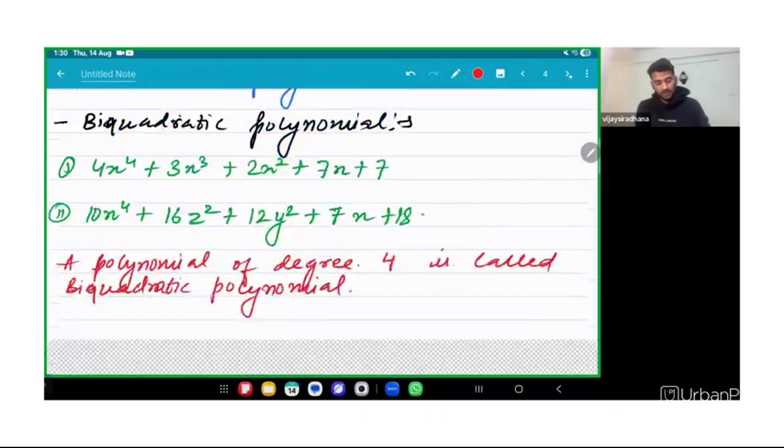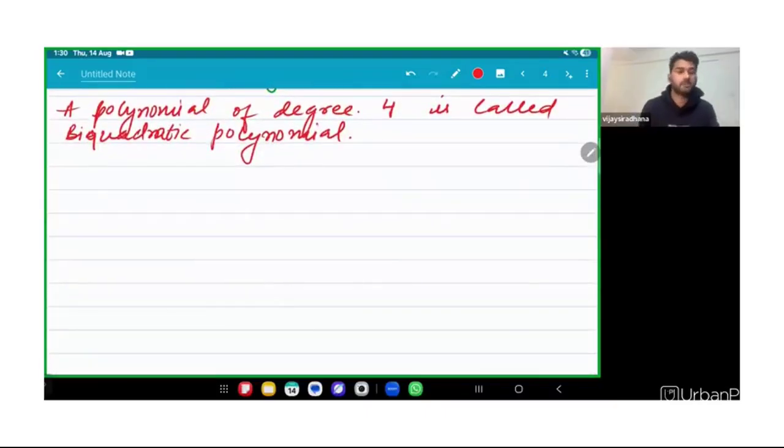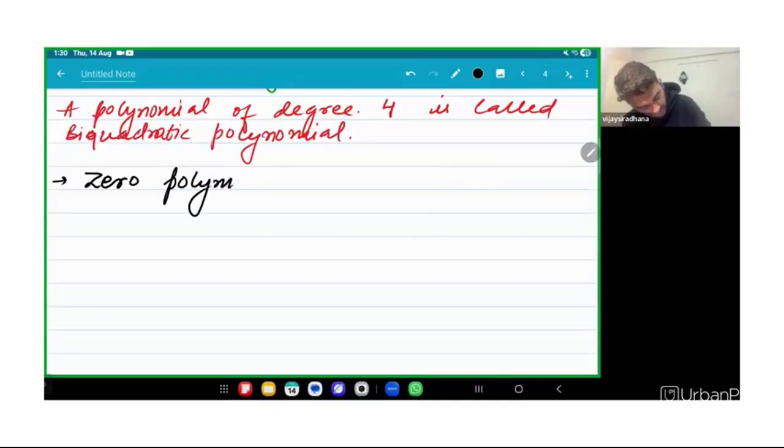Right? Now the next one might be confusing, but I'll make sure that you will get it properly. So students, the next one is the zero polynomial. Now student, what if the coefficient is zero? What if the coefficient is zero all the time?